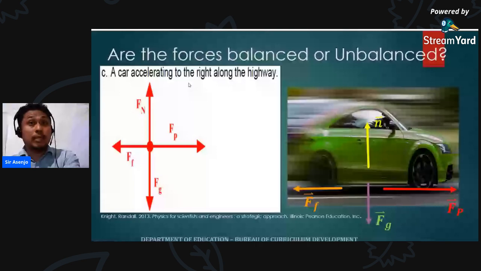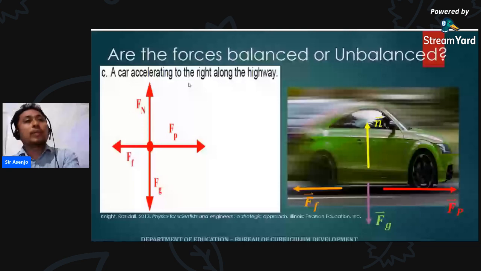So what causes the car which is moving to stop? It is the unbalanced force. If there is no unbalanced force, it will continue to move. Therefore, in this situation, the force involved is unbalanced. How about this one?